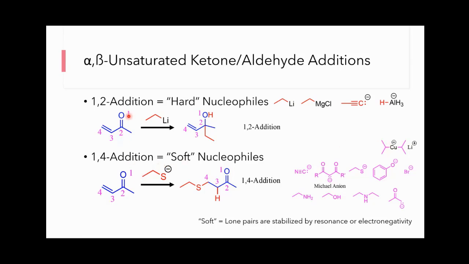And so here, if you number it 1, 2, 3, and 4, if it's a hard nucleophile, it'll do 1,2 addition, where it will attack the number 2 position. If it's a soft nucleophile, it'll do a 1,4 addition, where it will attack the alkene, the other alkene, the number 4 carbon instead.